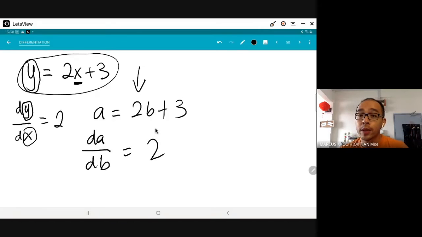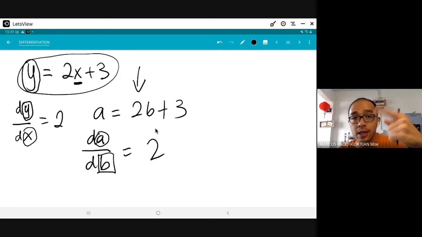It's just the letters. The letter next to the d plays an important role. This letter tells us which equation you want to differentiate. The letter at the bottom tells you which letter you want to change the power of. Remember the power must go down by one, it must be minus 1.